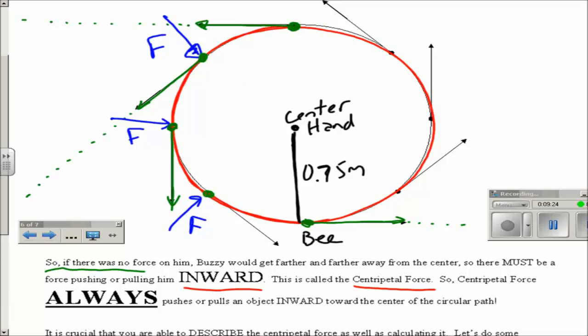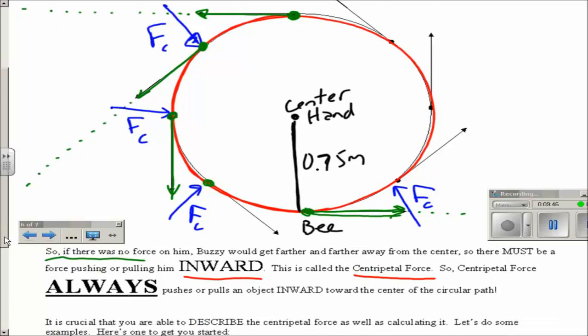And so the idea is, as much as the B wants to go this way, to do that, he would have to get more than 0.75 meters away from my hand. He can't do that because the string is restricting his movement, so the string must be forcing him, pulling him inwards. All right? So all of these forces represent our centripetal force. It's always pulling him inwards.